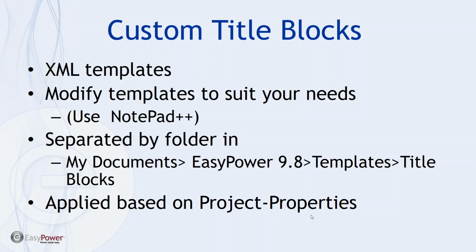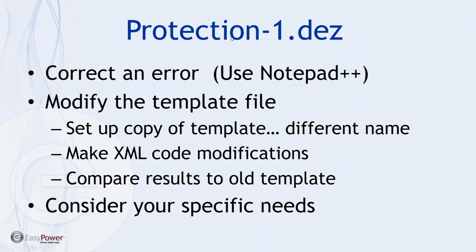So what we're going to do is take, and I encourage you to play with this particular project because it actually has an error in it, and one of the first things I'm going to do is modify it so that the error has been corrected. But these are all in the EasyPower tools under Project Properties. So we're going to open up Protection 1, which is in the sample file that is included with each of the tool installations. Again, we're using EasyPower 9.8.